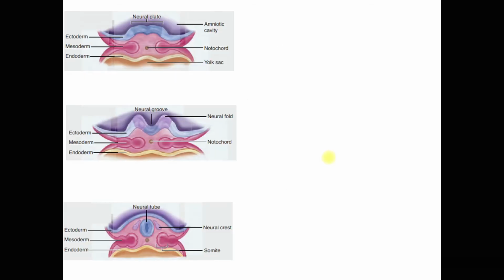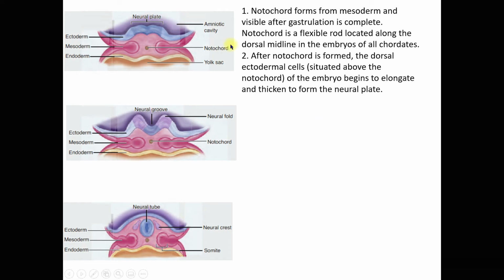Now, let's continue with organogenesis. We know the outcome of gastrulation: we have 3 germ layers, which are the ectoderm, mesoderm, and endoderm. Now in neurulation, what happens? The notochord forms from this mesoderm. You can see in this mesoderm here, this is the notochord. And this notochord is visible after gastrulation is complete.